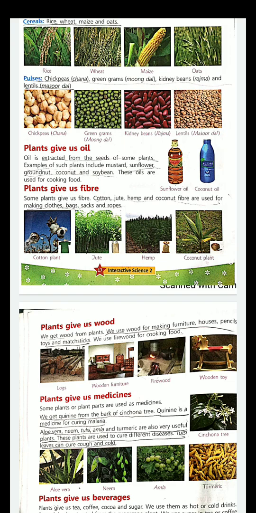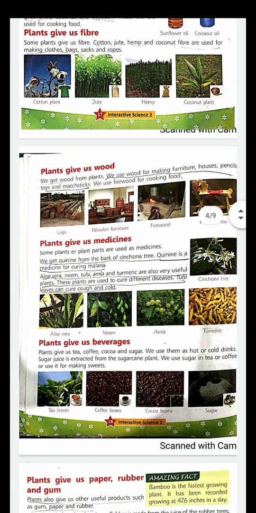Now you remember I told you that plants give us medicines, yes or no? Then we studied that plants give us beverages. For medicines, the names of the plants were aloe vera, neem, amla, turmeric, yes or no? These are very beneficial. Then plants give us beverages like tea leaves, coffee beans, cocoa beans and sugar. Sugar we get from sugarcane.